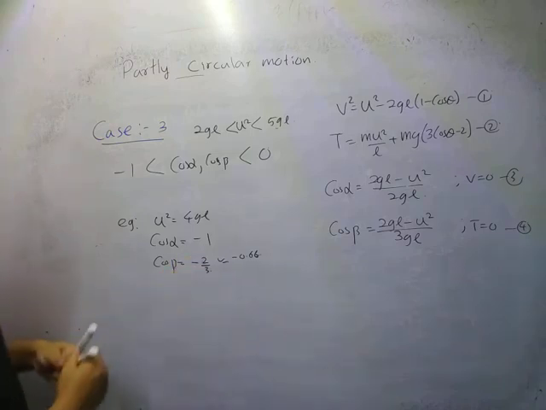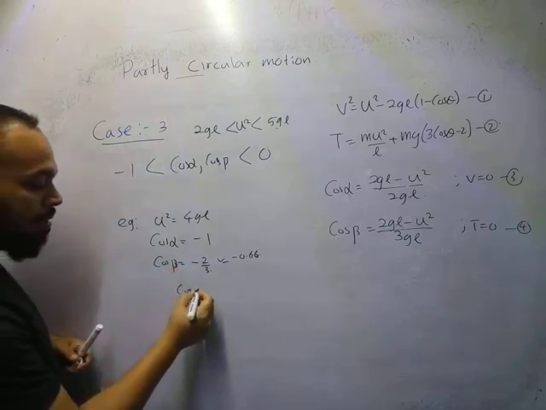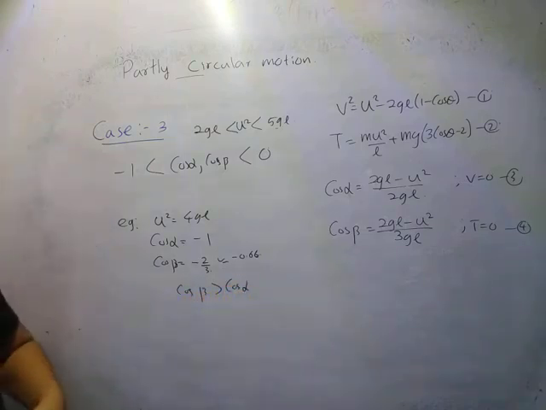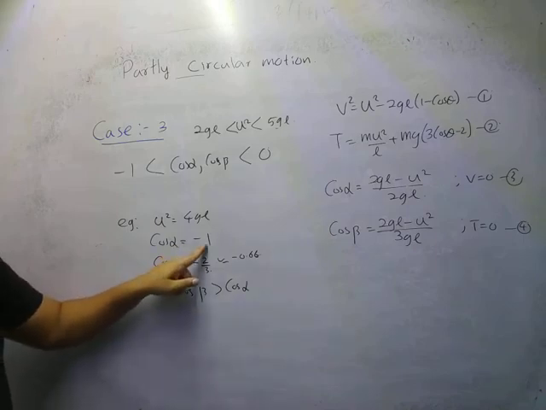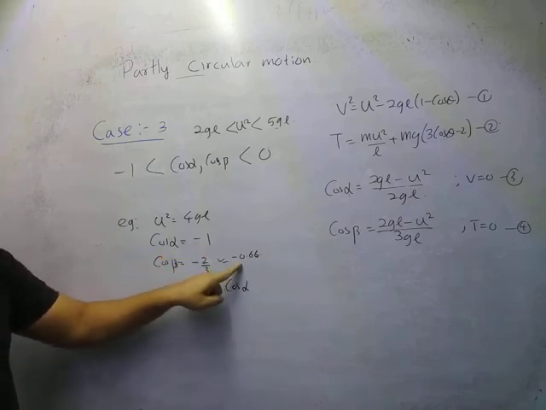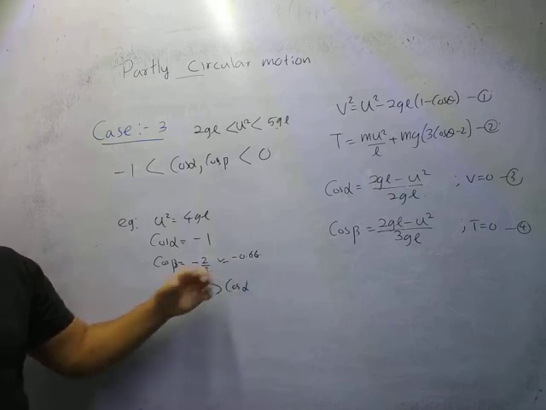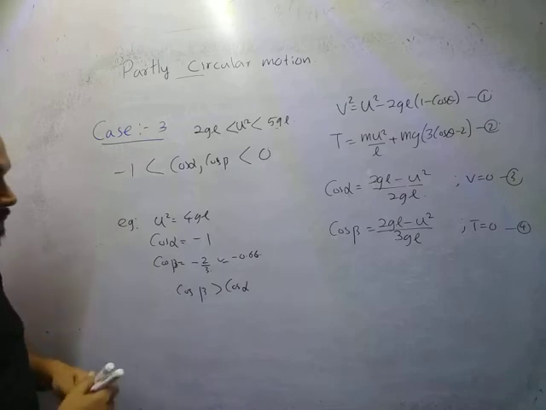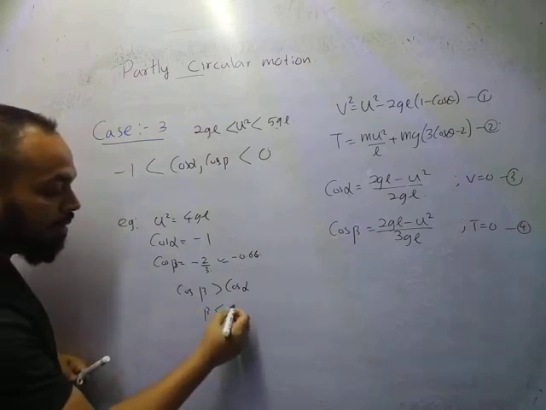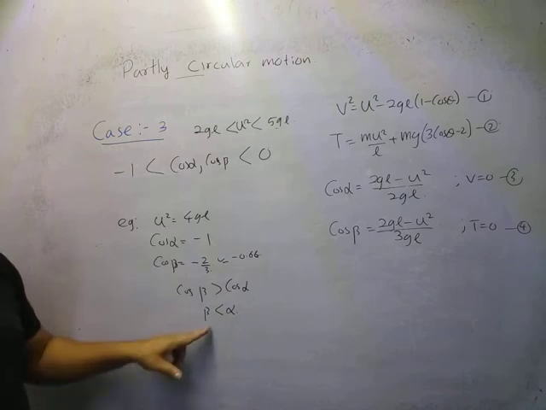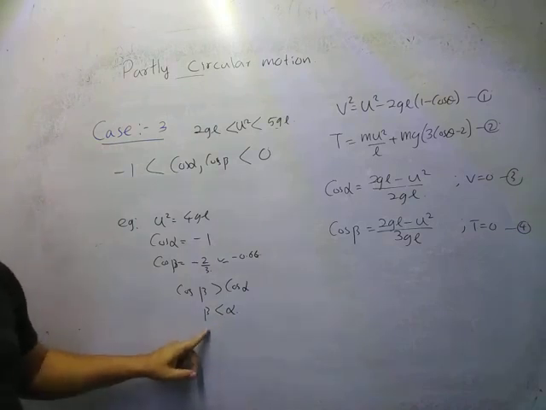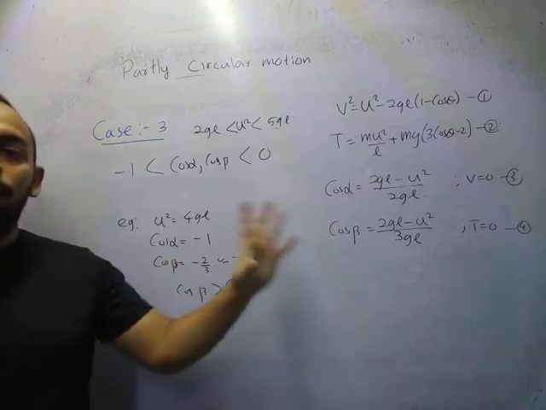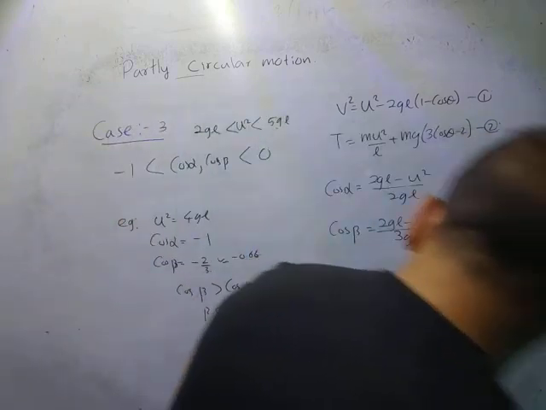Now look at what happens here. cos beta must be greater than cos alpha. Why did I write it like this? Because cos alpha is minus 1, cos beta is minus 0.66, and at the negative end this is greater. If this is greater, then beta must be less than alpha. Beta corresponds to tension becoming 0. That means tension becomes 0 before velocity becomes 0. That is our argument.